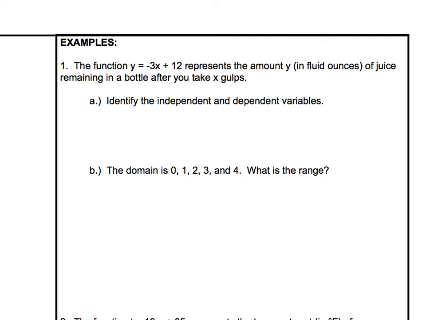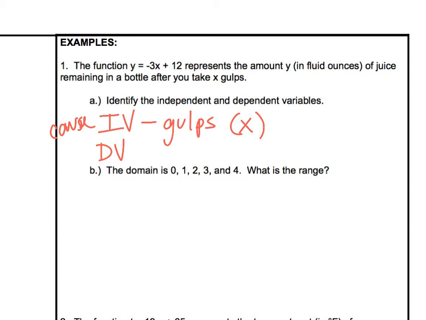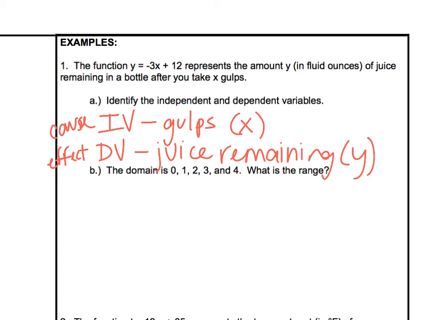So the gulps is your cause, or your independent variable. I'll say IV. Cause is the gulps. And in this case, it represents x. And then the DV, or your effect, would be how much juice you have left in the bottle. I'll just say juice remaining. And that would be y, is what it says. And then it tells us the domain is 0, 1, 2, 3, 4. What is the range?